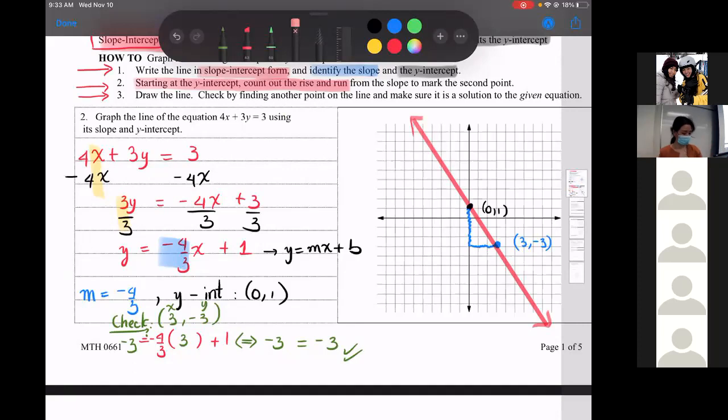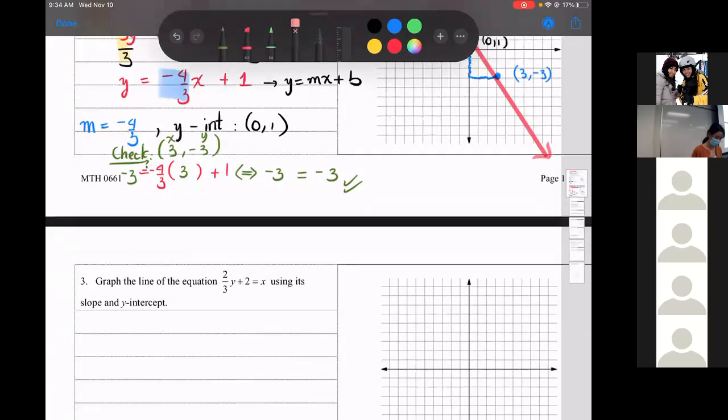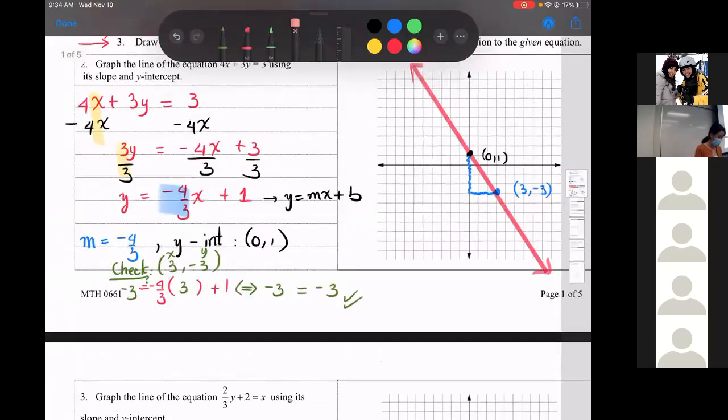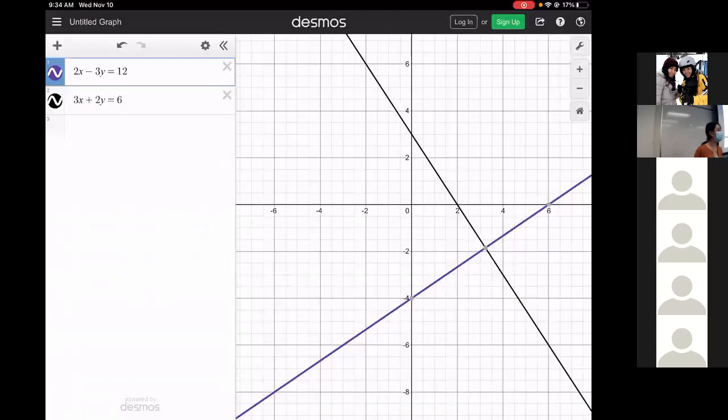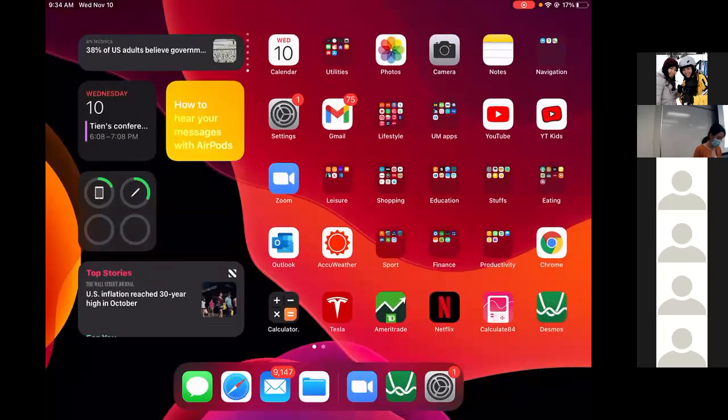Does anyone have any more questions? People from Zoom, do you guys have any questions? All right. When you check, you can use the original equation or the slope-intercept form. It doesn't matter. Actually, I told you that I'm going to show it in decimals. Can someone read me the problem? The one that we just did.